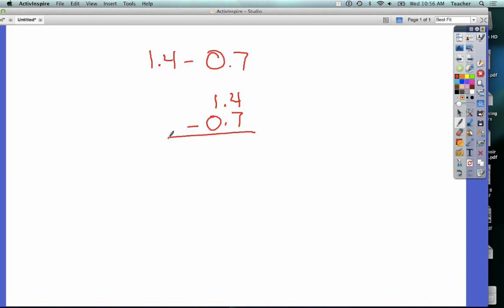Now let's look at this. Can we take 7 from 4? No, but let's think about what we've been talking about as far as decomposing. 1 and 4/10, how many tenths do I have? How many total tenths do I have? Just look at the whole number. 14. I actually have 14 tenths, don't I?